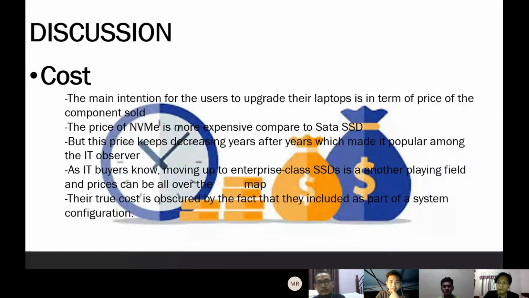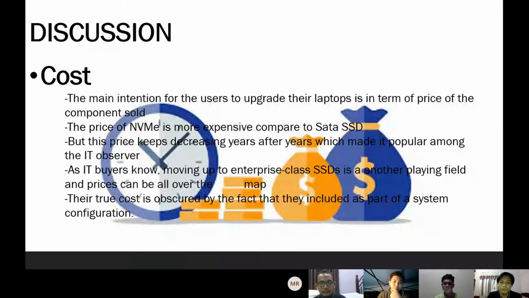The price of NVMe is more expensive compared to SATA SSD, but this price keeps decreasing year after year, which made it popular among IT observers. As IT buyers know, moving up to enterprise class SSD is another playing field, and price can be all over the map. Their true cost is obscured by the fact that they are included as part of a system configuration.